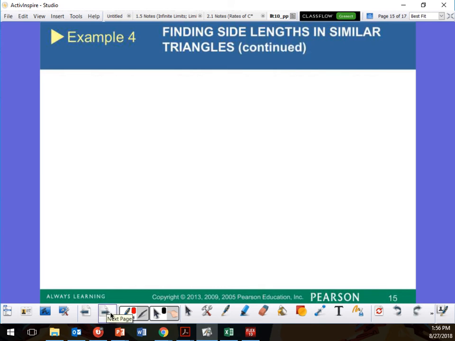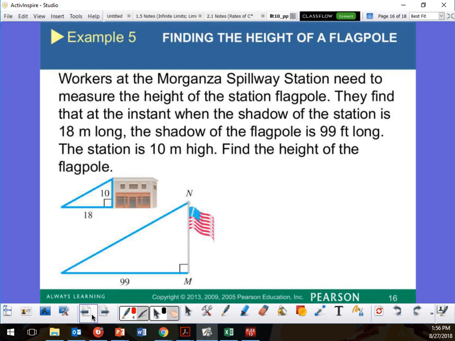All right. Is that the last example? Yep. Okay.